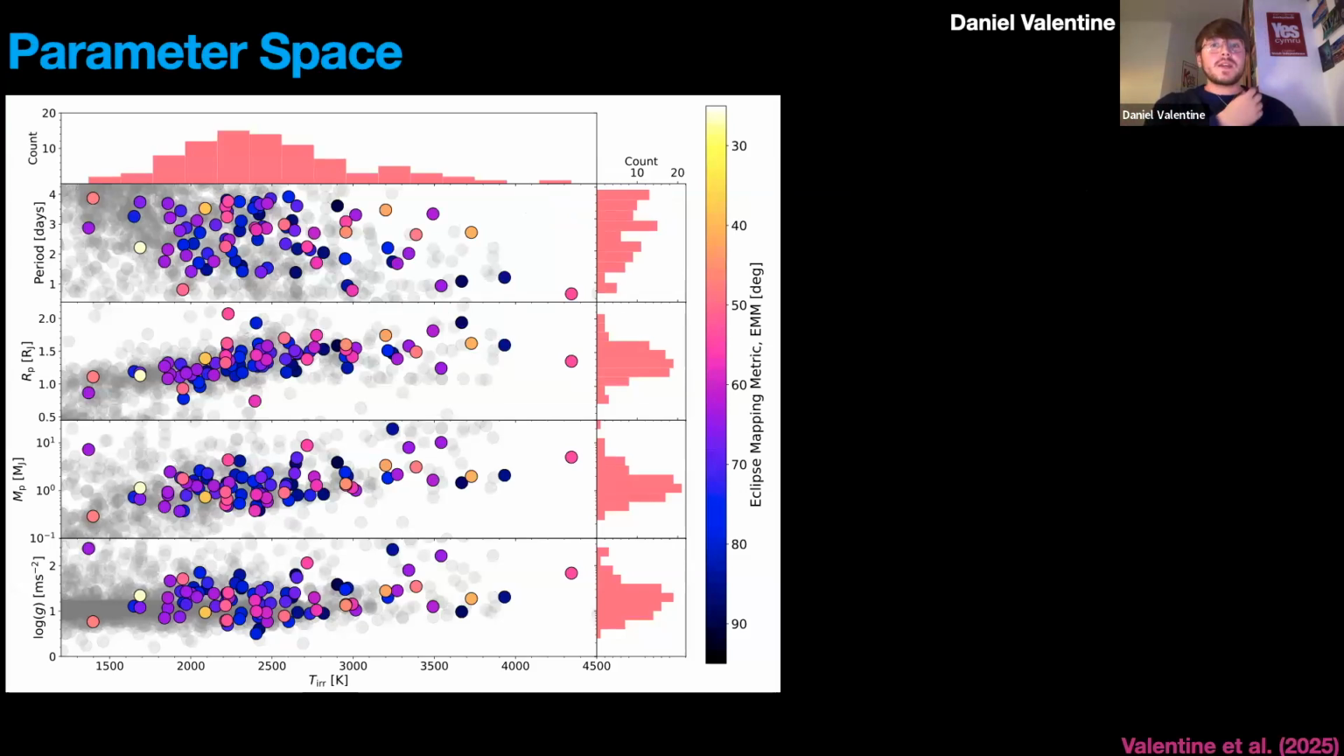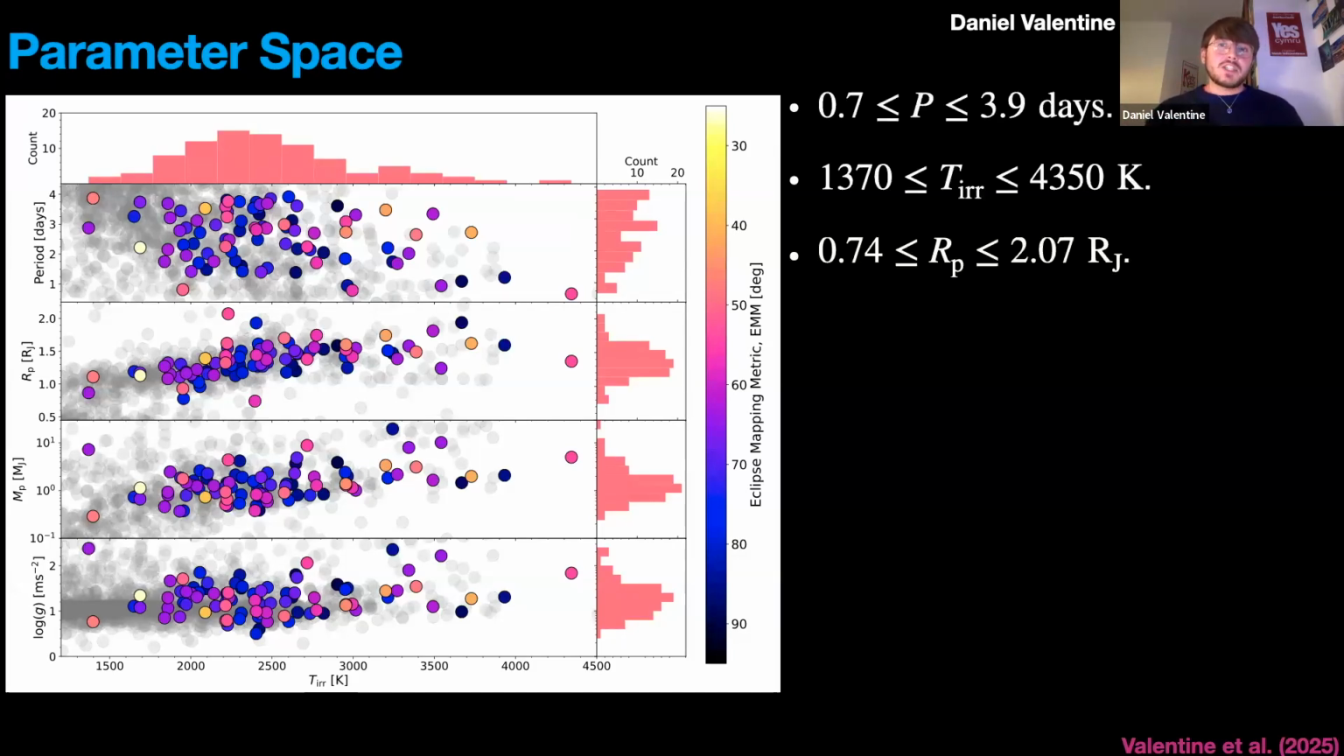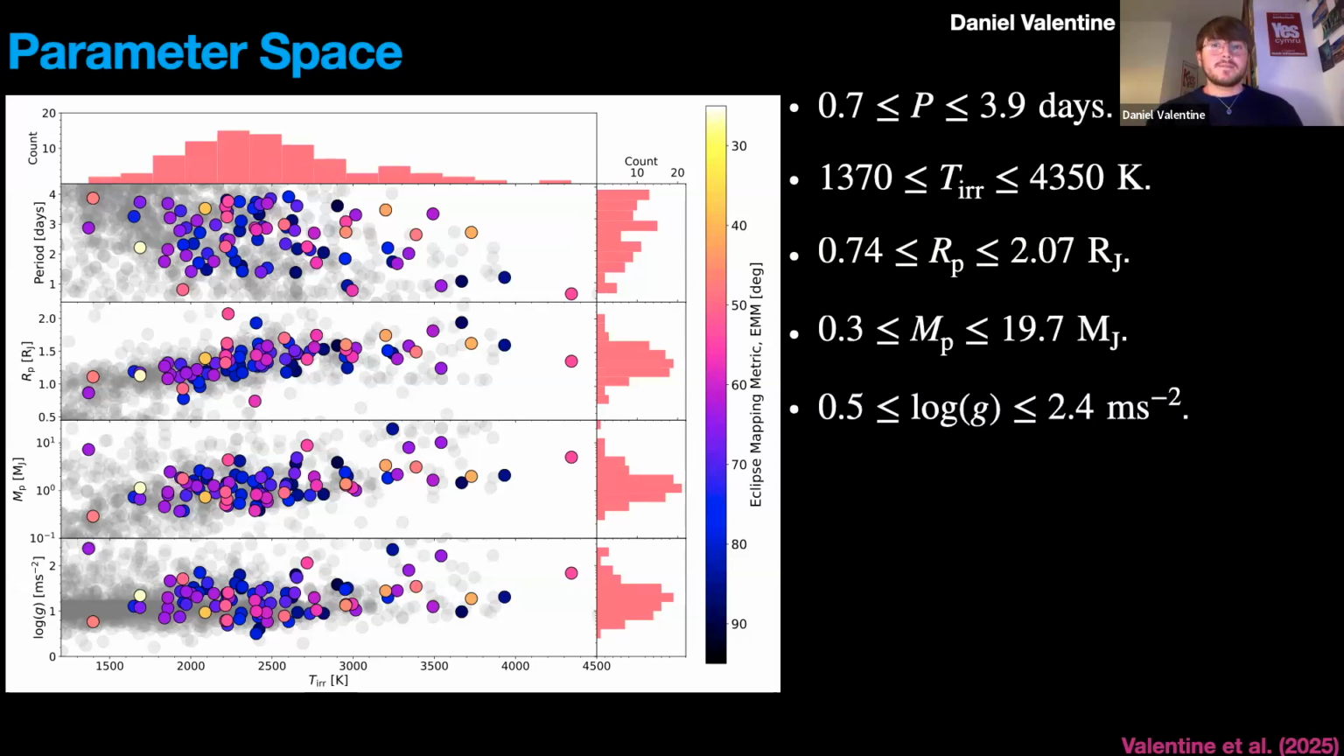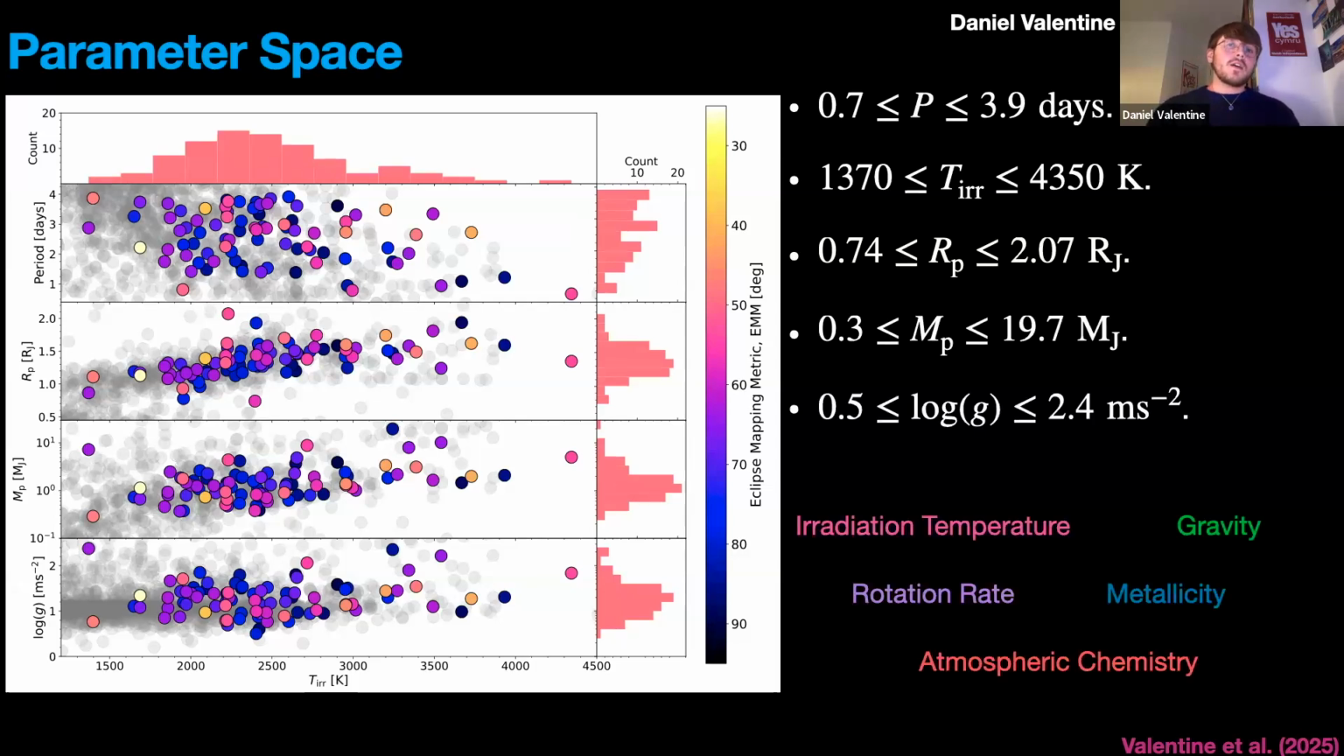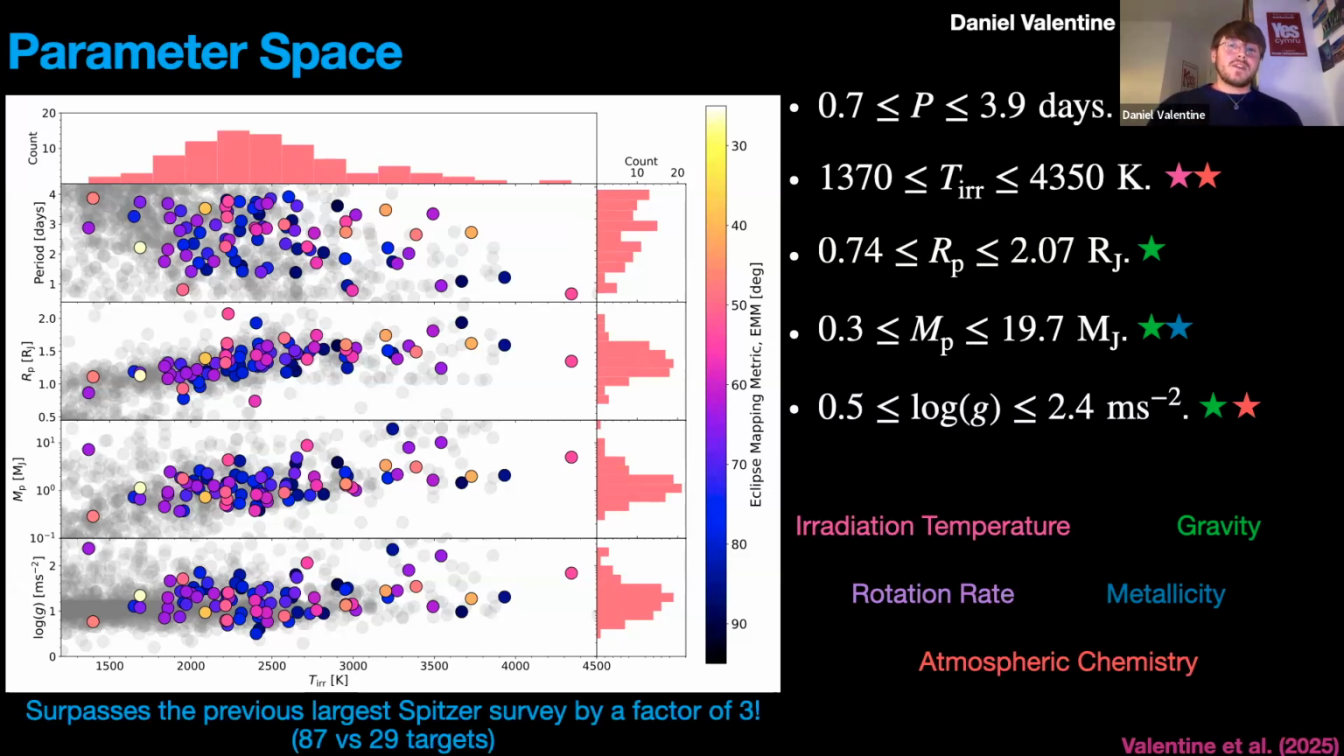And in terms of demographics, we can see that these 87 targets span a wide range of periods, irradiation temperatures, planetary radii, masses, and gravities. And if we think back to the parameters at the start of the talk, I said to generally impact atmospheric dynamics and how they correlate with the demographics of our survey, then we can see that a mapping survey of this size and diversity would therefore enable us to break these degeneracies and finally determine how each parameter individually influences the dynamics. And in terms of scale, this survey would surpass the previous largest attempt using Spitzer by a factor of 3, which really just highlights Ariel's potential to truly revolutionize our demographic understanding of exoplanet atmospheric dynamics.